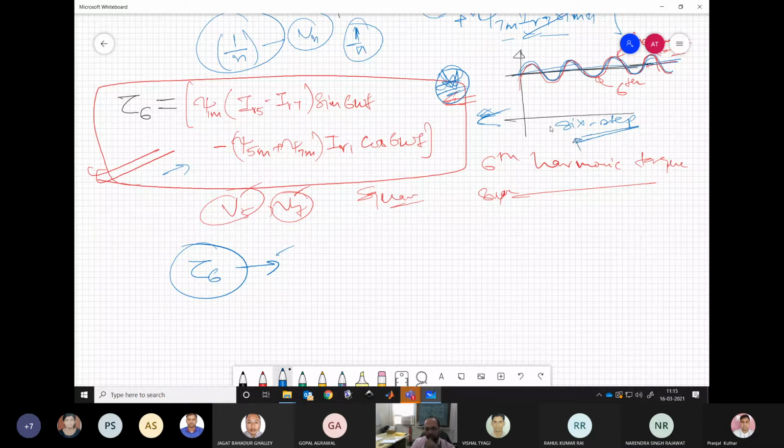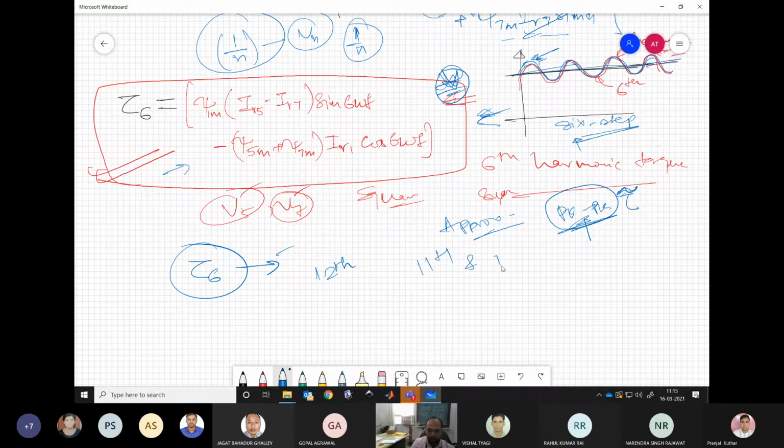And then if we have to compute the approximate value of the peak to peak torque ripple, we can compute the 6th harmonic torque, and this would be very close to the peak to peak torque ripple in the system. So this is the dominant one. Others may add a few more percent, so there could be a 12th harmonic because of your 11th and 13th and so on. We can have many more harmonics also.